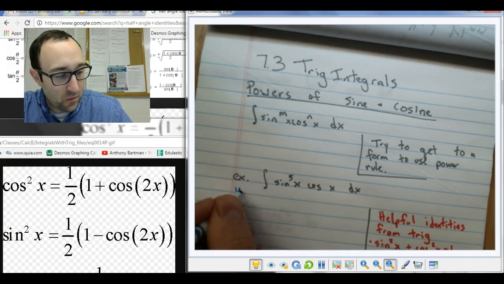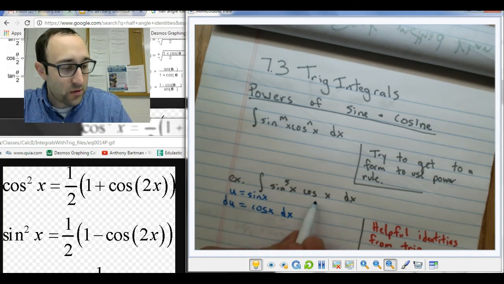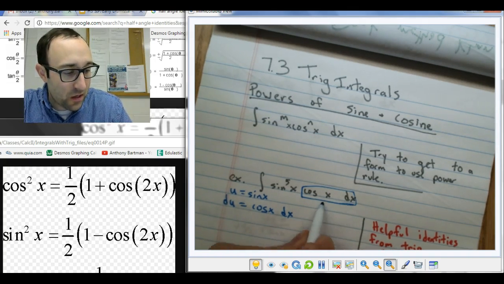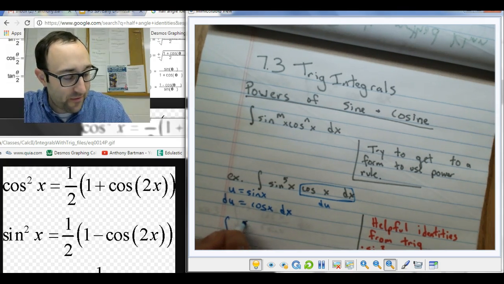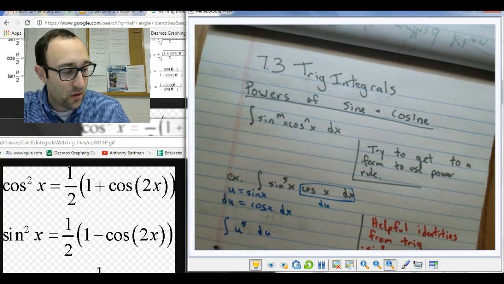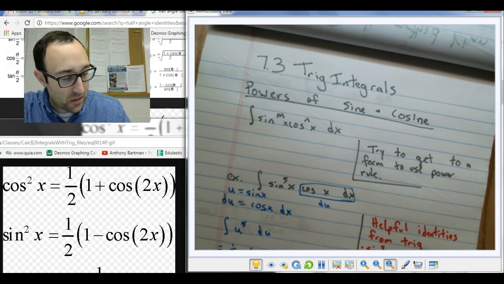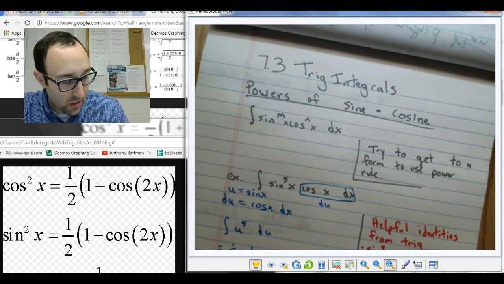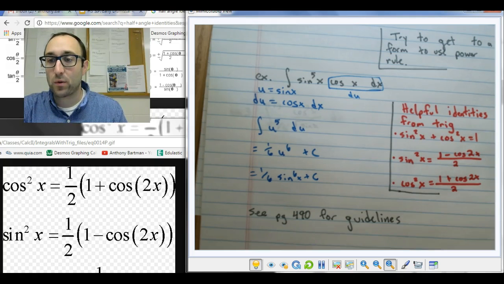If I let u equal sine x, I know that du is going to equal cosine x dx. So right here is going to be my du, and then I'm just going to have the integral of u to the fifth du. So that's going to be 1 over 6 u to the sixth plus c, and then I can say that is 1/6 sine to the sixth x plus c. There we go. That's really what we're trying to do.